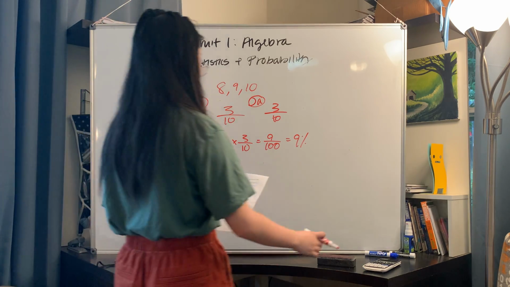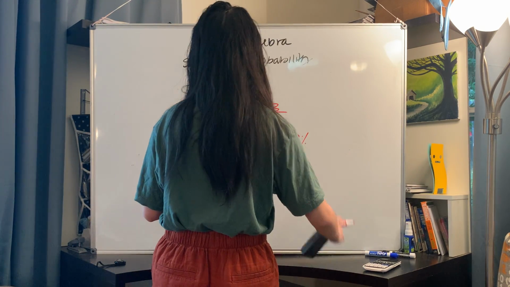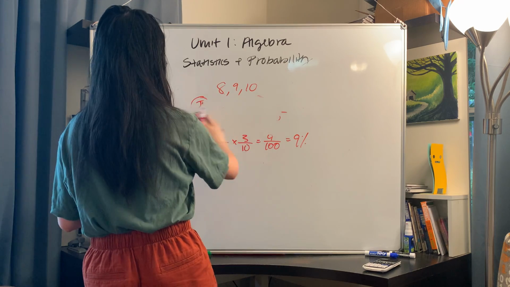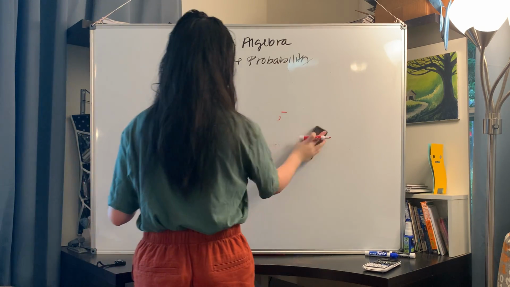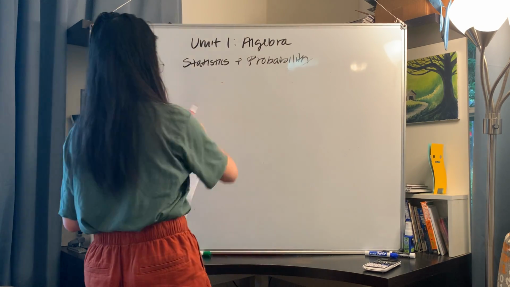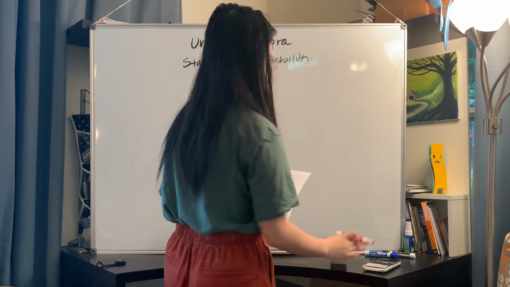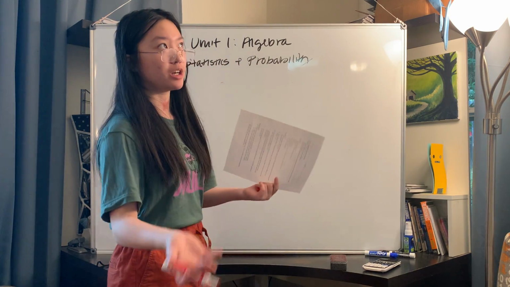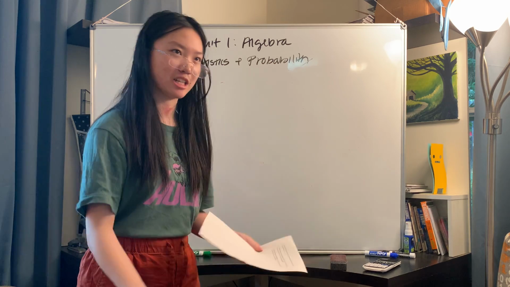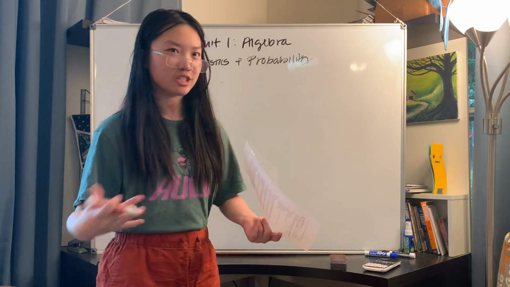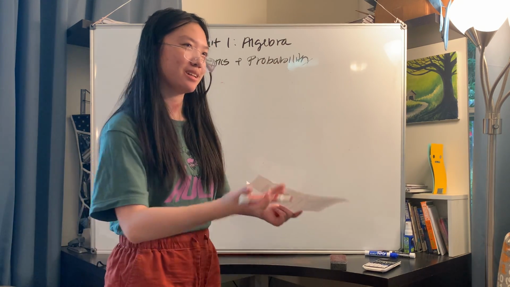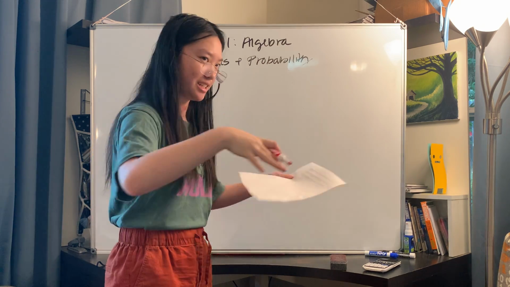Problem 8. If Sophia randomly chooses a 4-digit number, what is the probability that all 4 digits will be distinct? Distinct basically means that all 4 digits are different numbers. So 1, 1, 1, 1 would not be distinct because they're all ones. 1, 1, 2, 3 would still not be distinct because 1 and 1 are not distinct digits.